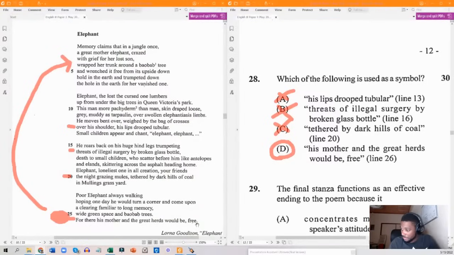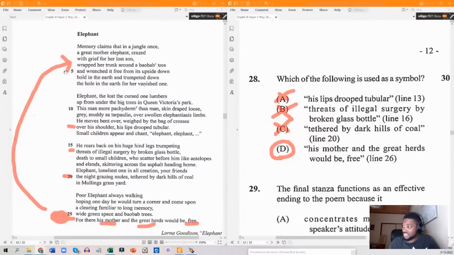Let's put it this way: the freedom, the great herds, and even the search for his mother, these are really symbolic. He's not literally searching for his mother and the great herds. And the mother and the great herds would be free. What does this mean? It really speaks to the sense of freedom that he is seeking, the hope that he wants.